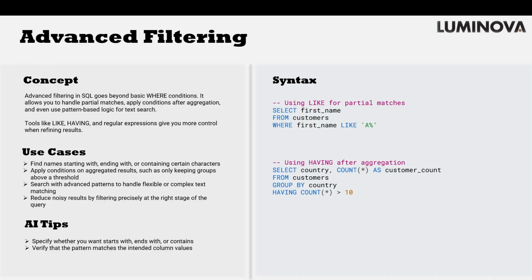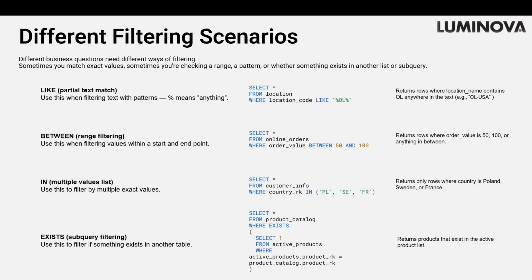On the syntax side, LIKE is used for partial matches, for example filtering first names where the name starts with the letter A. HAVING is used after aggregation, for example returning only countries where the customer count is greater than 10. WHERE works before aggregation, HAVING works after aggregation, and knowing this distinction is key to writing correct queries. Now let's look at different filtering scenarios with some examples.